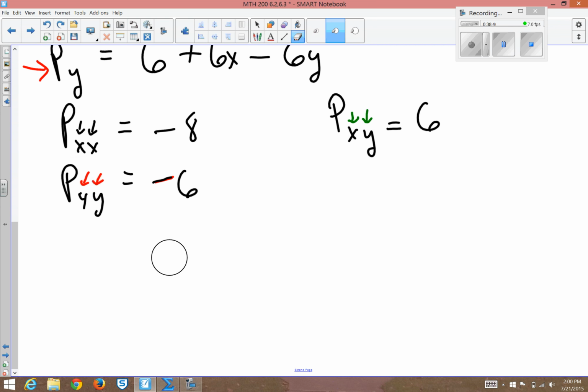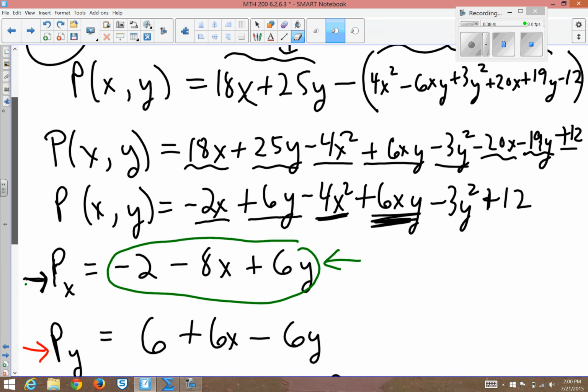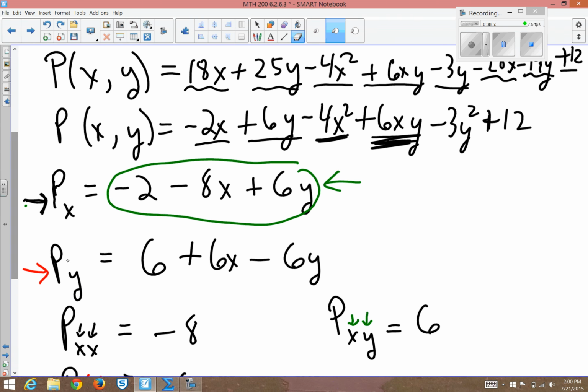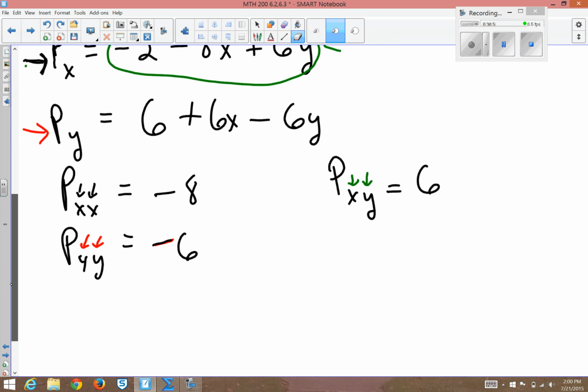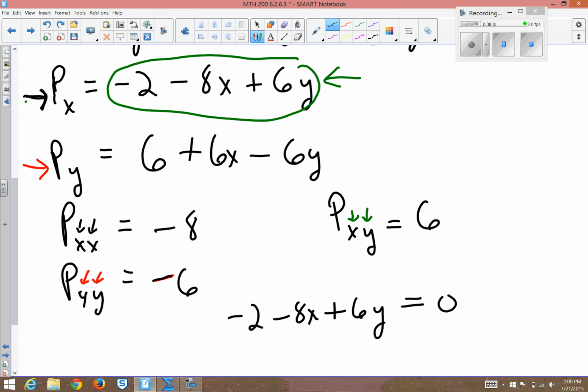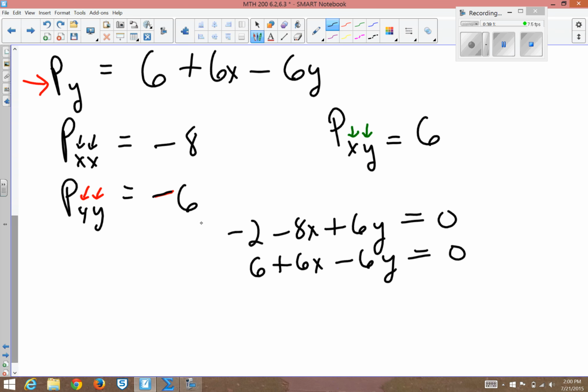Skip this. We have to set the first two derivatives that we found, the P subscript x and the P subscript y, both equal to 0. So the one in the green here, negative 2 minus 8x plus 6y, set it equal to 0. And the P subscript y also, 6 plus 6x minus 6y, we set that equal to 0 also. This is called a system of equations.